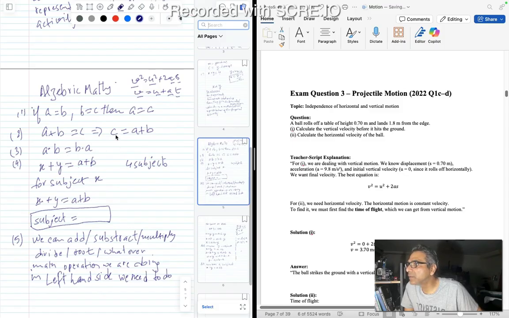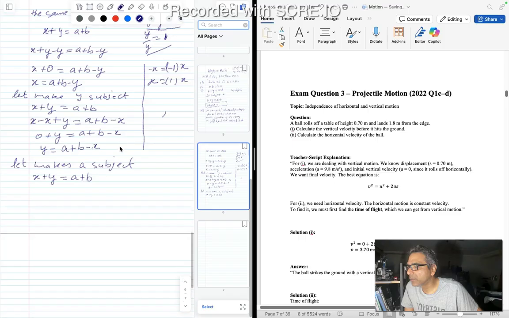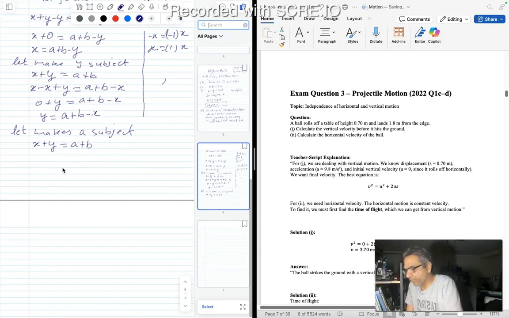equals, yeah. So a plus b is equal to b plus a. Okay. So, on the right, if these are both the same, I can also write it the same way. A plus b equals x plus y. X plus y. So this will be easy, right?